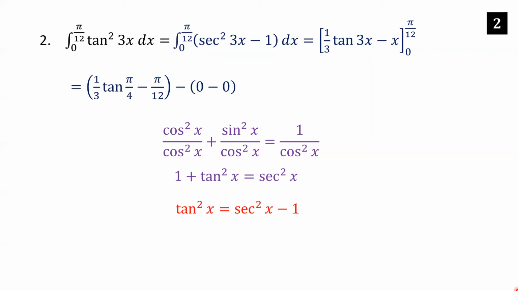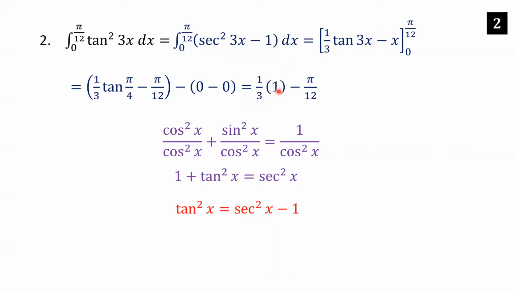So now we just go ahead and plug in the pi over 12, subtract and plug in the 0, right? 3 times pi over 12 is pi over 4. So we get 1/3 tan pi over 4 minus, plug in the pi over 12 there, and then subtract and then plug in the 0 here and here. Tangent of 0 is just 0. And of course, 0 just gives us 0. All right. And the tangent of pi over 4 is 1.